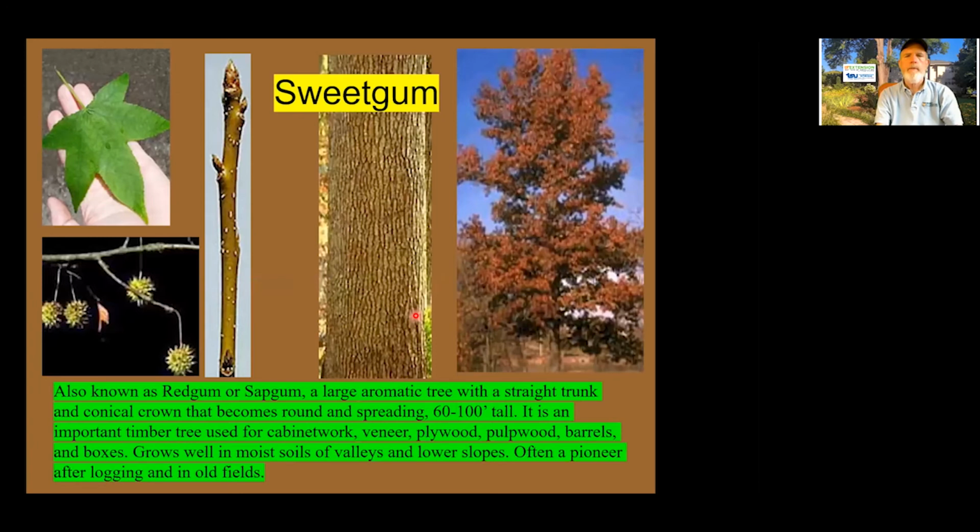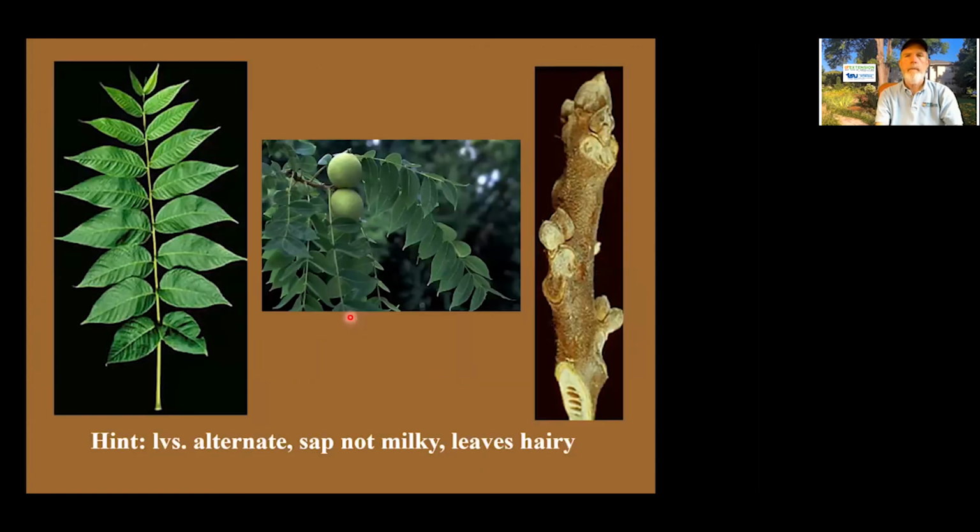Again, the sweet gum, it's also known as red gum and sap gum. It's a tall tree. It's used for cabinet work, plywood, barrels. Pretty cool tree.